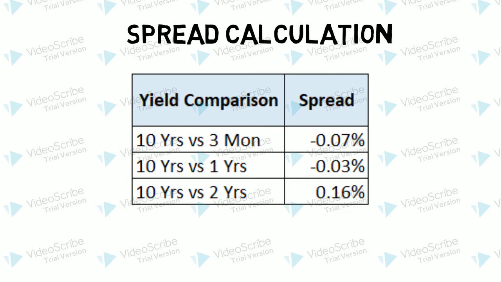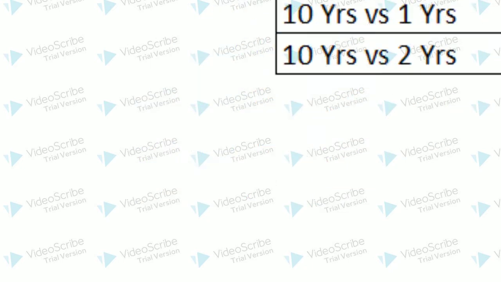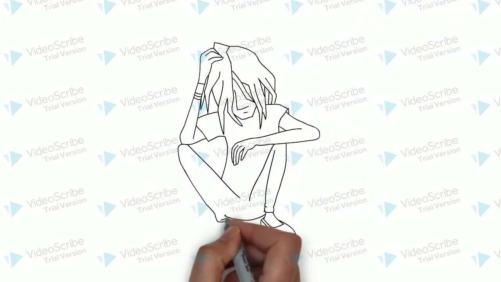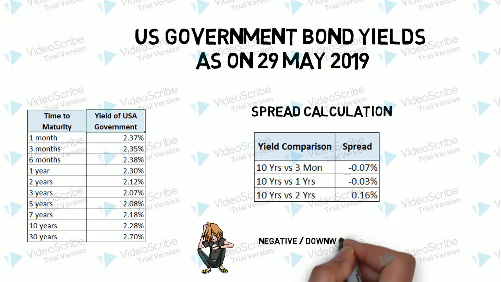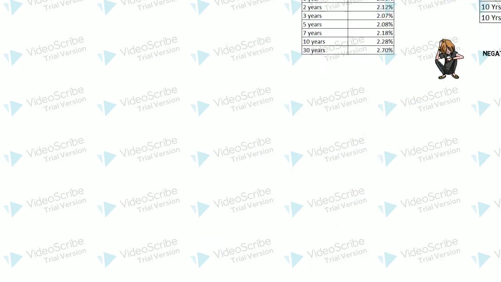Here the difference between 10-year and 3-month bonds is minus 0.07% and that of the difference between 10 years and 1 year is minus 0.03%. However, the difference between the 10-year and 2-year bond is 0.16%. From the spread calculation one can observe that the yield curve is inverted or negatively sloped.